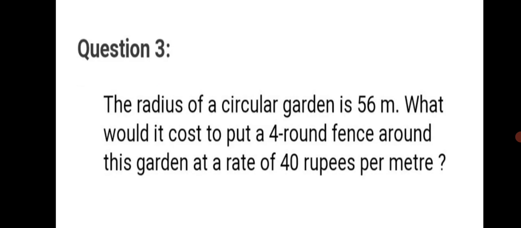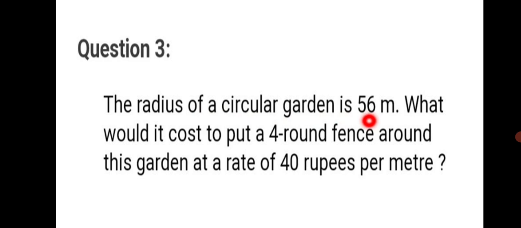Question number 3. The radius of a circular garden is 56 meter. What is given? Radius. What would it cost to put a 4-round fence around this garden at a rate of 40 rupees per meter? A 4-round fence. So first we have to find how much would be 1 round of fence. That would definitely be the circumference. One total round of fence means the circumference of that circular garden. So we need to find circumference of the circular garden. Can we find it? Yes, we have a radius.